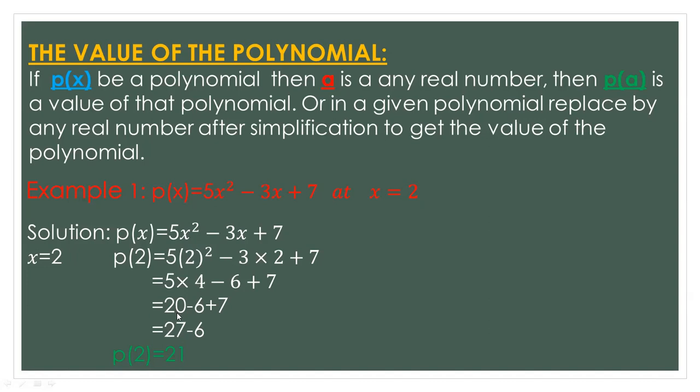Now the next step, 20 minus 6 plus 7. It means 5 fours are 20. Here 6 is there plus 7, right? So here you can add the positive integers, then subtract the negative integer. So 20 plus 7 is 27, minus 6. Then subtracting, 27 minus 6, it becomes p of 2 is equal to 21. Its meaning is if you replace x by 2, this polynomial becomes 21. It means it is giving the value of that polynomial. Okay, all right students, next example.